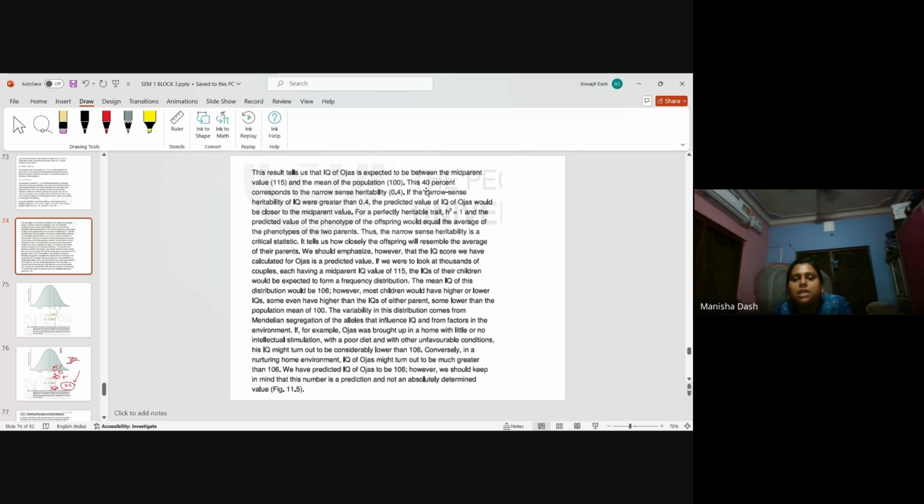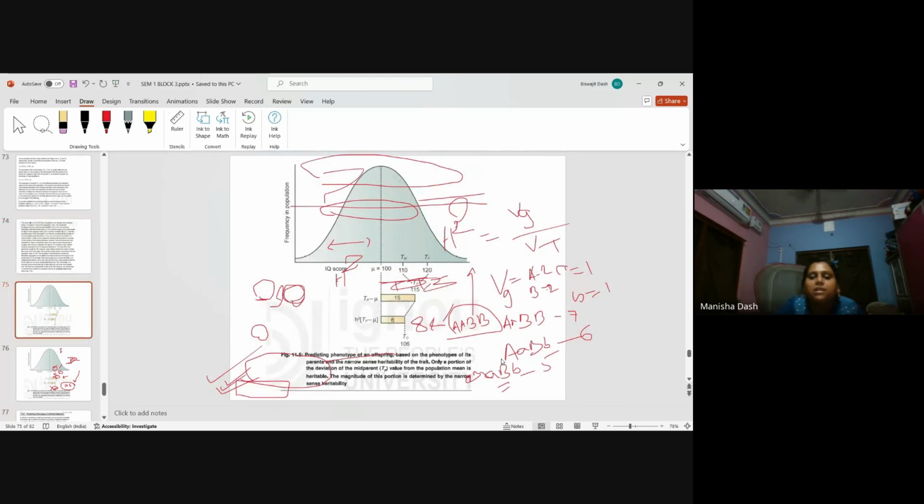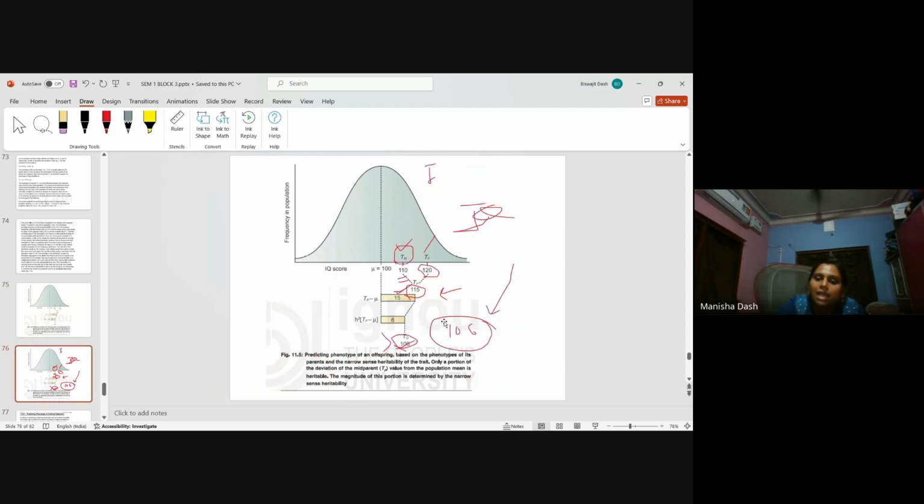It is predicted that 40% of the intelligence seen in the offspring is contributed by the parents, and the rest of the variation could be due to the environmental effect. When you go through that example, you will get to know that after the birth, the child was given up for adoption. So the child is growing in a different environment from that of the parents, and definitely there is some kind of environmental influence.